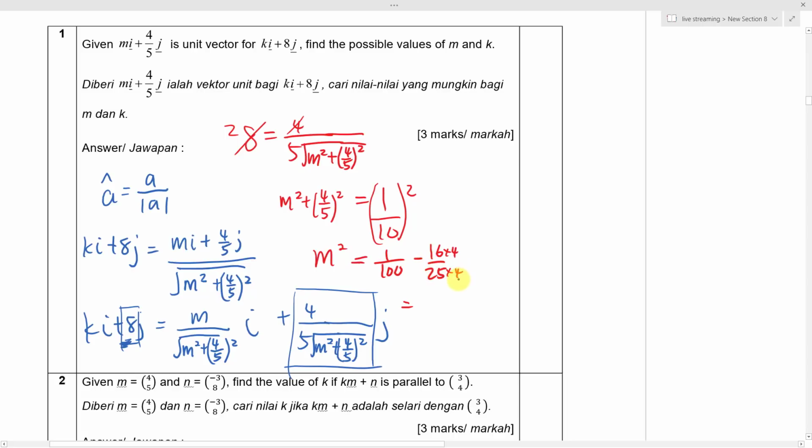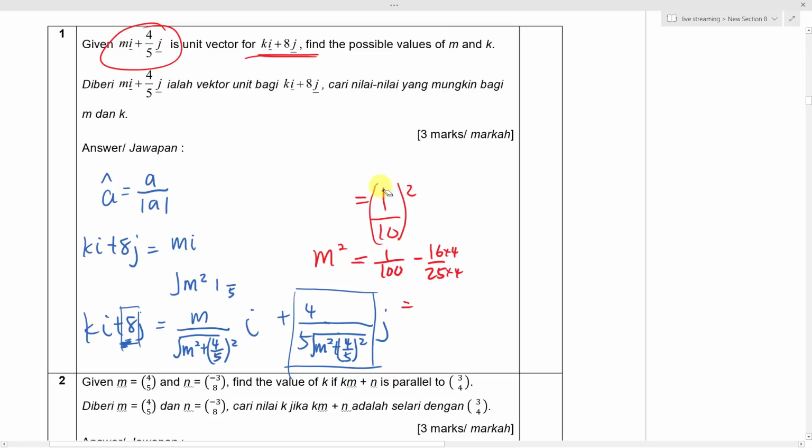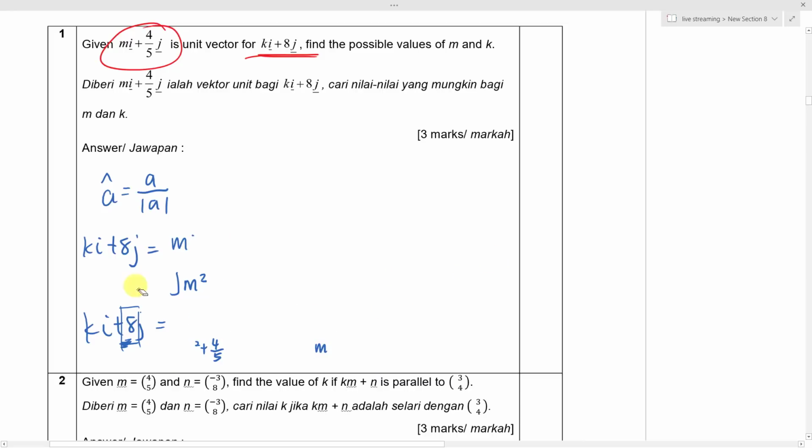1 minus, no, just now I did it wrongly. Oh yeah, I actually did it wrongly. Because this one is a unit vector, and this is the vector. No wonder it looked so weird. I'm so sorry. Yeah, I see the chat room. I should read the question carefully, because the first one is a unit vector. So the unit vector should be here.